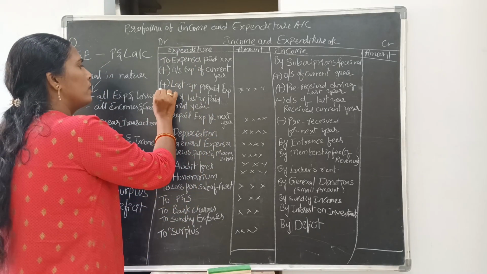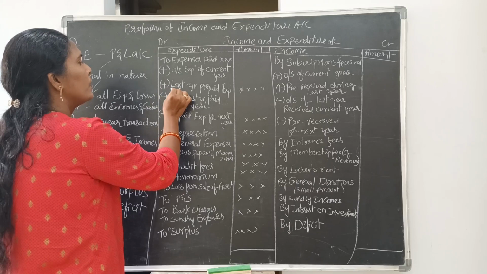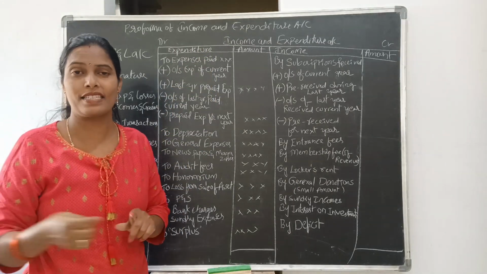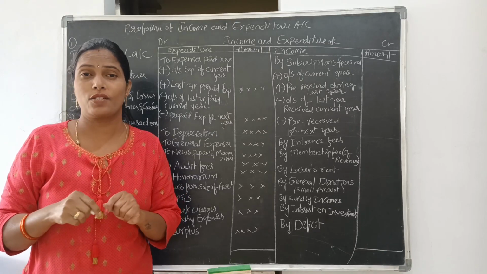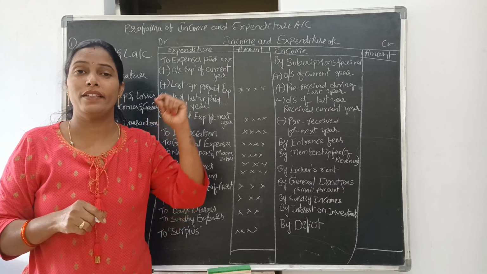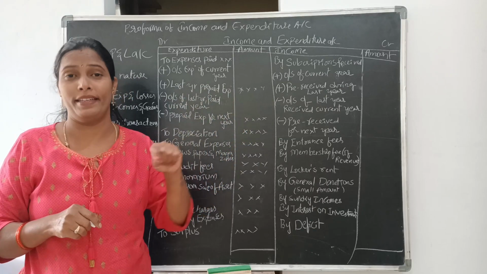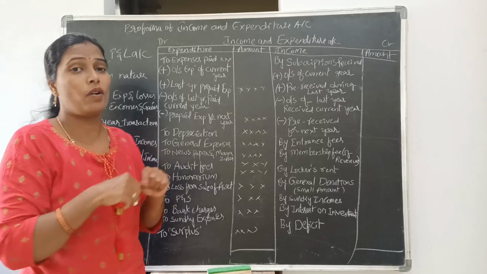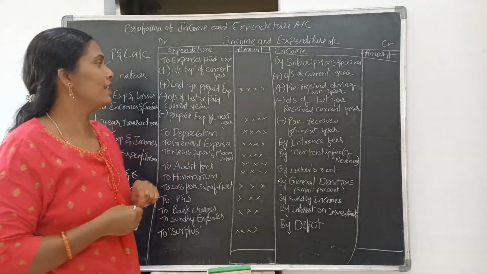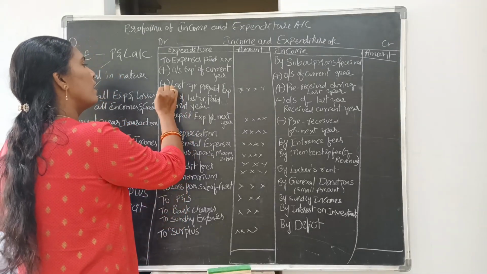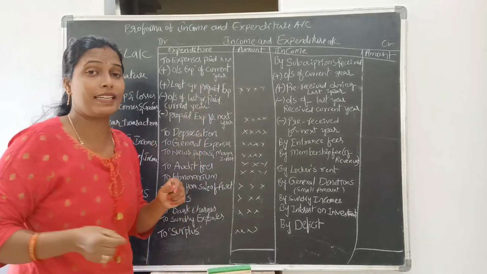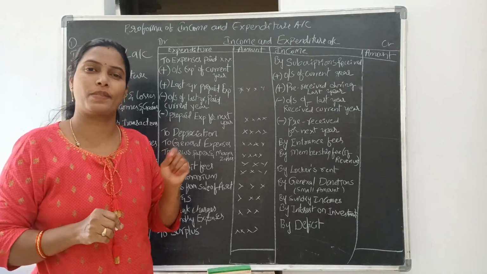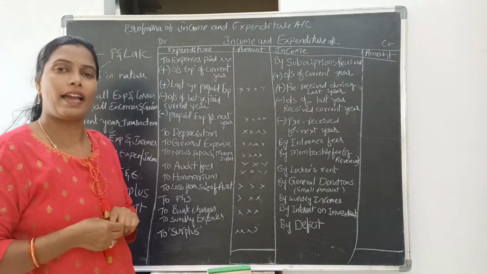One more item you need to add is last year's prepaid expenses. For example, this is 2024, and in 2023 they paid in advance. This year's amount they paid in 2023, so that amount you need to add, because that is current year expenditure.